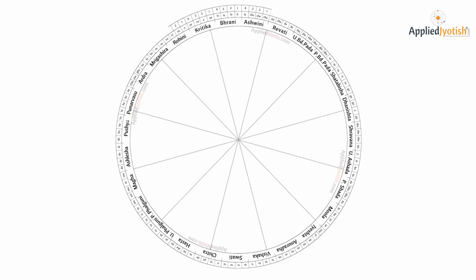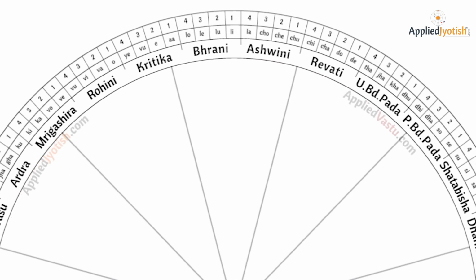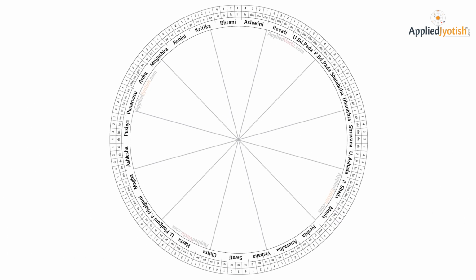The Name Rashi, the name-based zodiac, is determined from the padas or quarters of the nakshatras. Each pada corresponds to a specific syllable, which is used to decide the name of a person. This topic has been explained in detail with animation in the Name Rashi video.